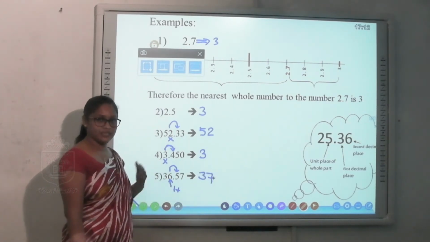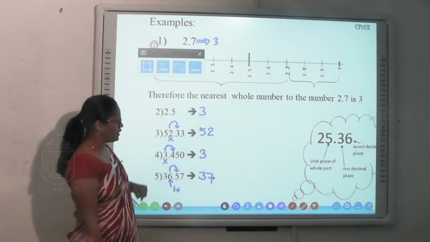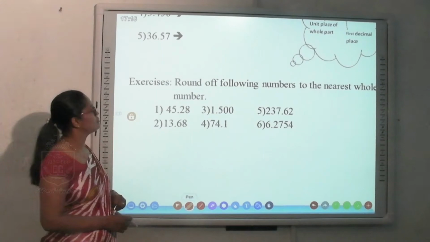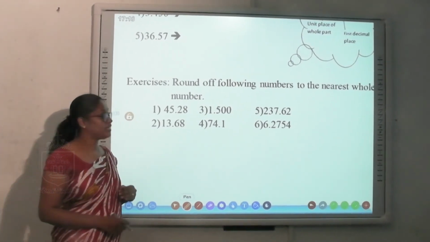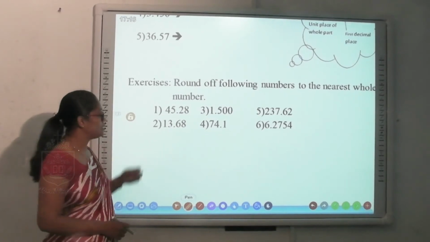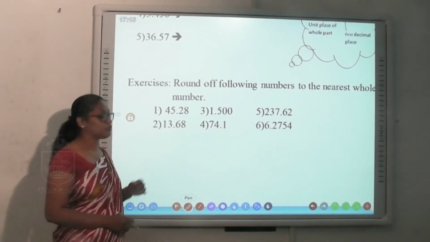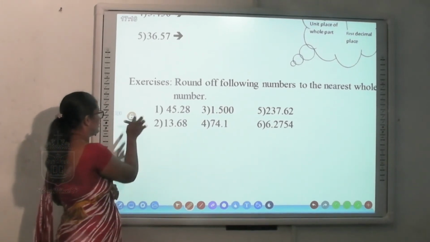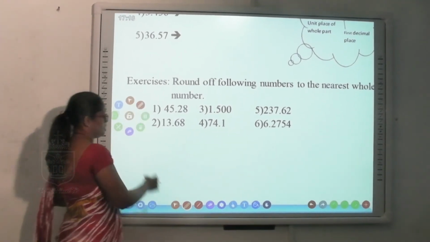So this is the way, I think you can understand, right? So you can try the exercises. Now you can understand how to round off a decimal number to the nearest whole number. So these are the exercises I am going to give you. Try yourself, right? We will move to the next part of the lesson.